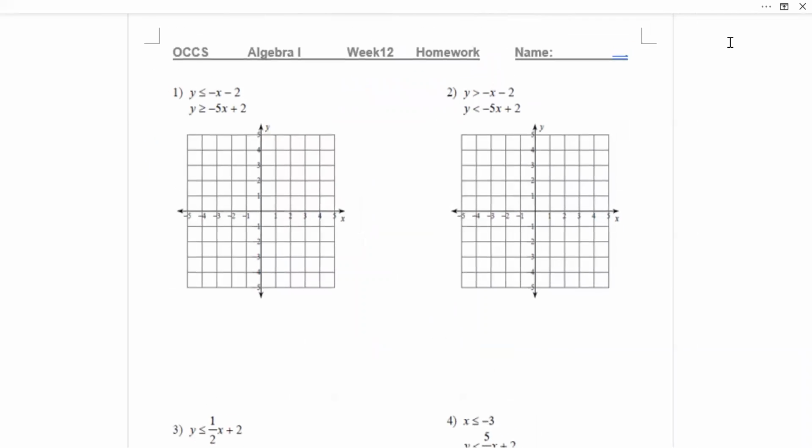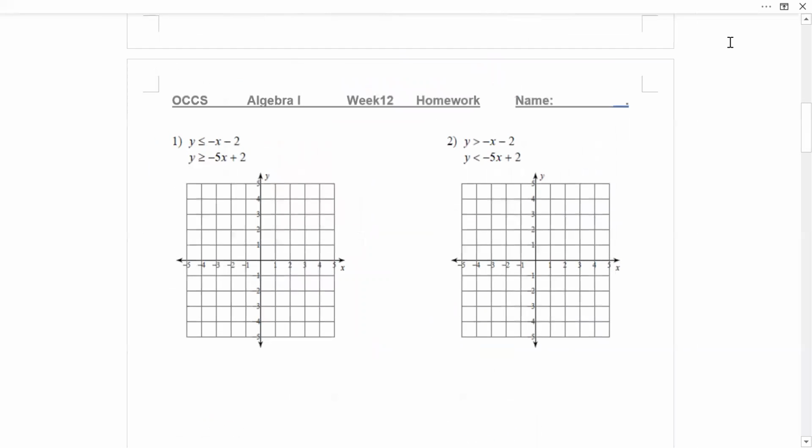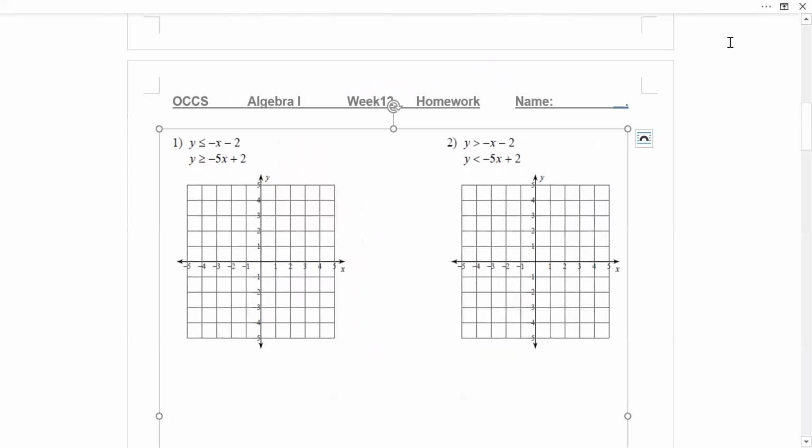So I will zoom in a little bigger. Number 1 and number 2 are actually very close, right? They just have different kinds of lines. So I will use the same approach. First we change them to equations. So y equals, and the other one is y equals negative 5x plus 2, right?